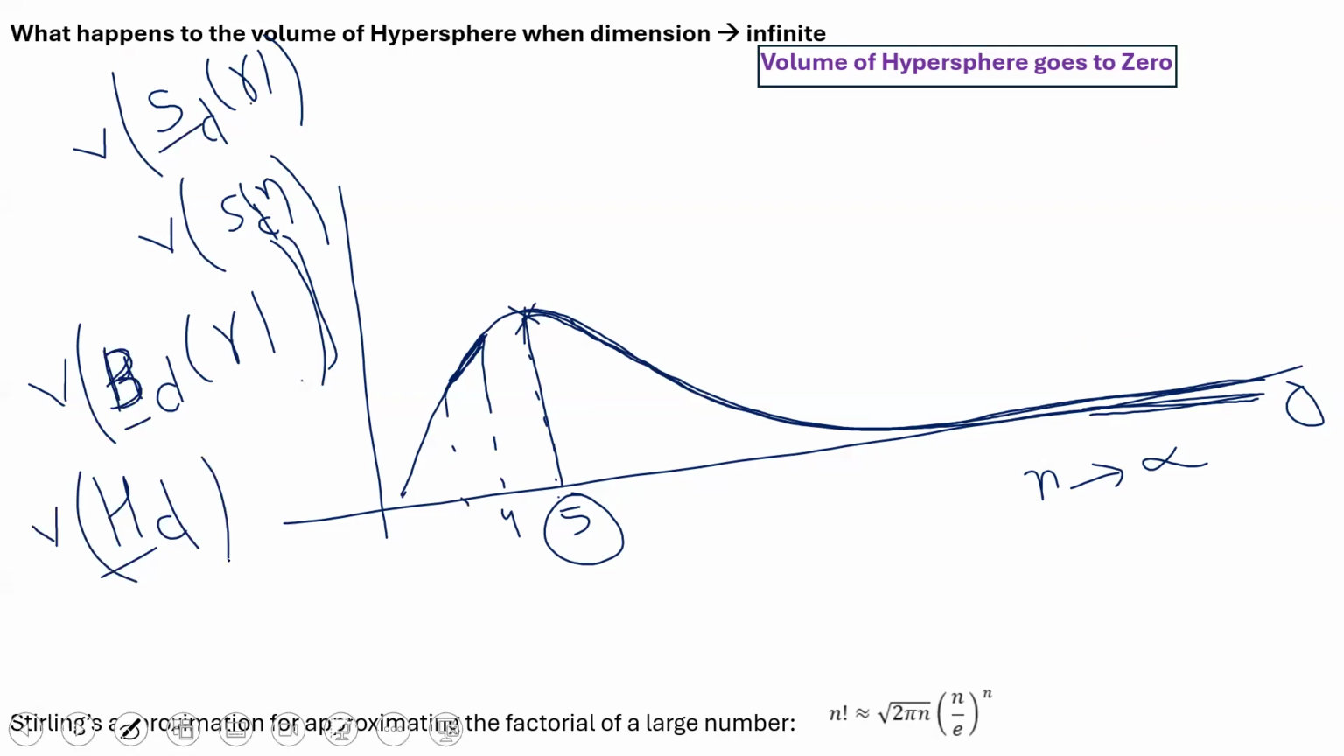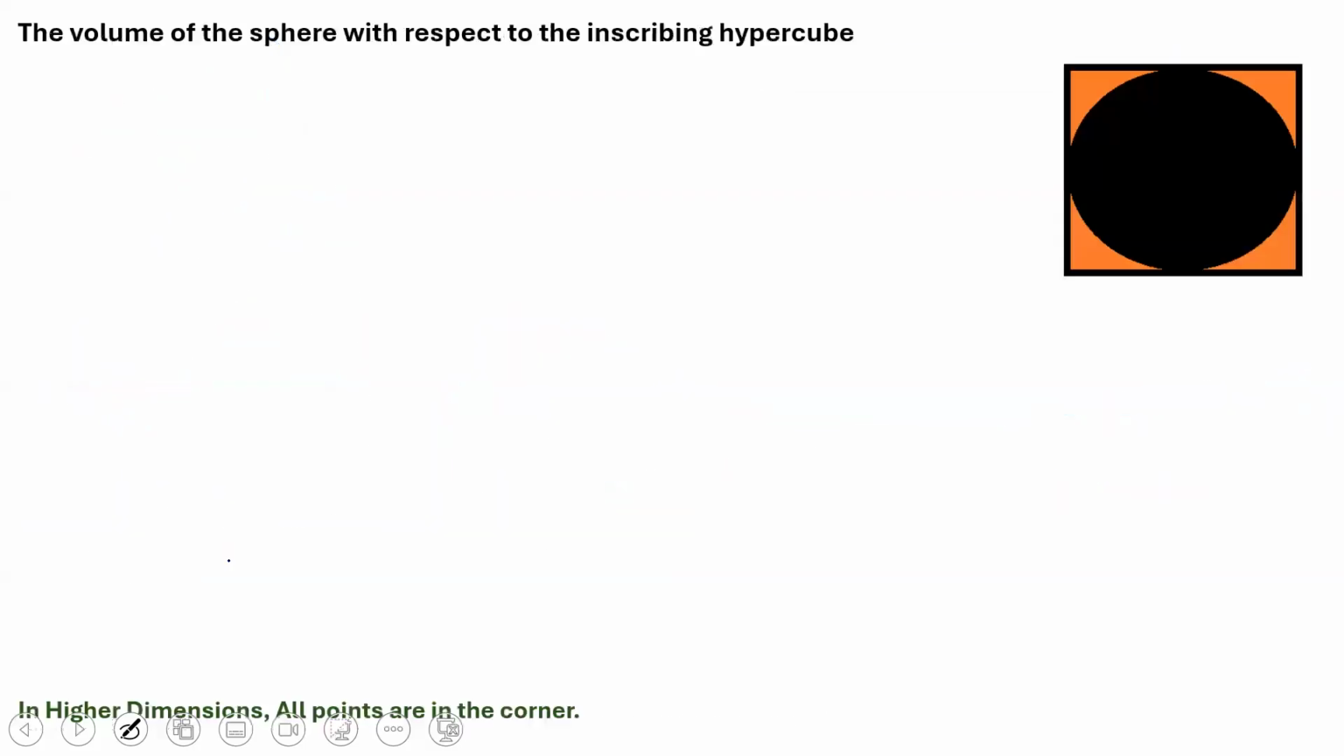So this is an interesting property in the higher dimensions. The volume of a hypersphere, when the dimension is large, approaches 0. Okay, so that is our first observation that we have derived, which is interesting. Now we know the volume of a sphere goes to 0 in higher dimensions. Okay, now there is another interesting observation that we're going to make: the volume of a sphere with respect to the inscribing hypercube. Okay, so we are going to find out something in this.